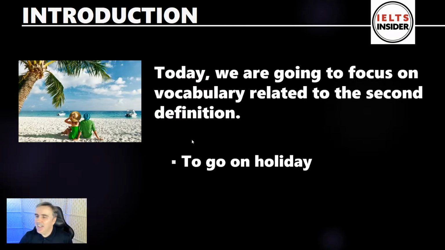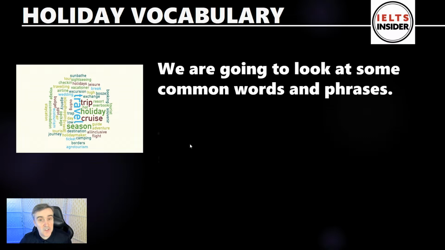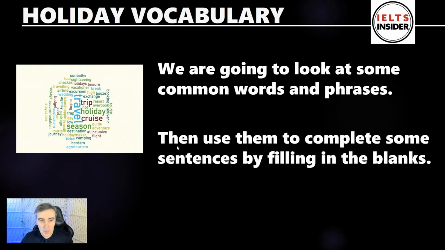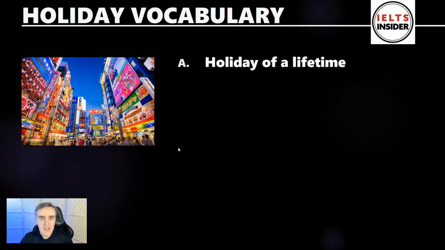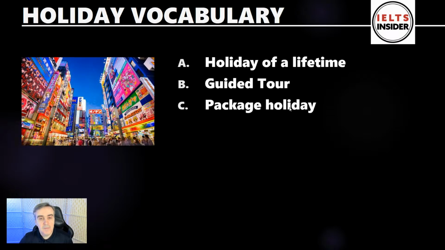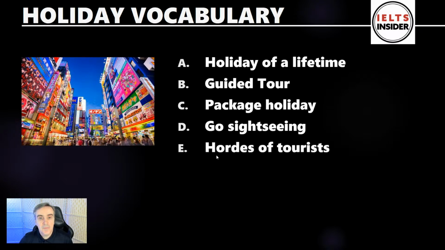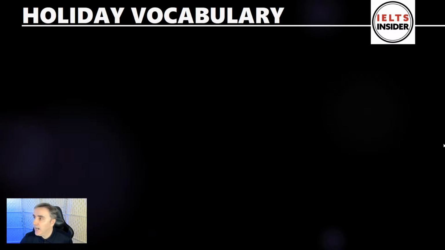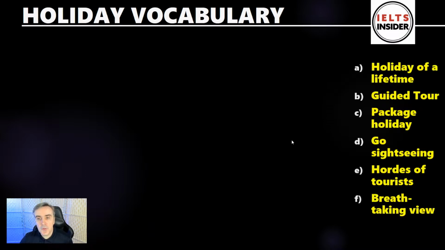So let's go on and look at some vocabulary, some common words and phrases. We're going to look at 6 to start with. Then we're going to look at some sentences and try to complete them using these words. So today's holiday vocabulary, we have holiday of a lifetime, guided tour, package holiday, go sightseeing, hordes of tourists, and breathtaking view. So those are going to be the first 6 words and phrases that we look at today.